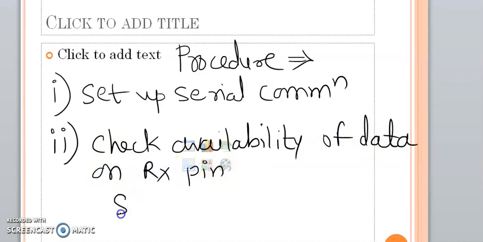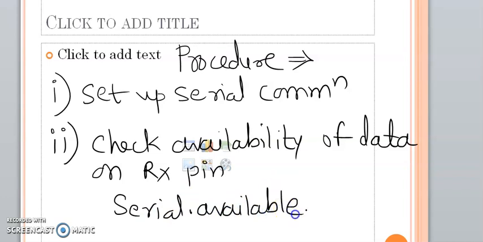So how is one going to do that? Using Serial.available. These are inbuilt commands that the Arduino IDE supports, and our aim is to use these commands according to our application. Using Serial.available, one can check whether something is available on the RX pin or not. And if it is available, then we should read it.